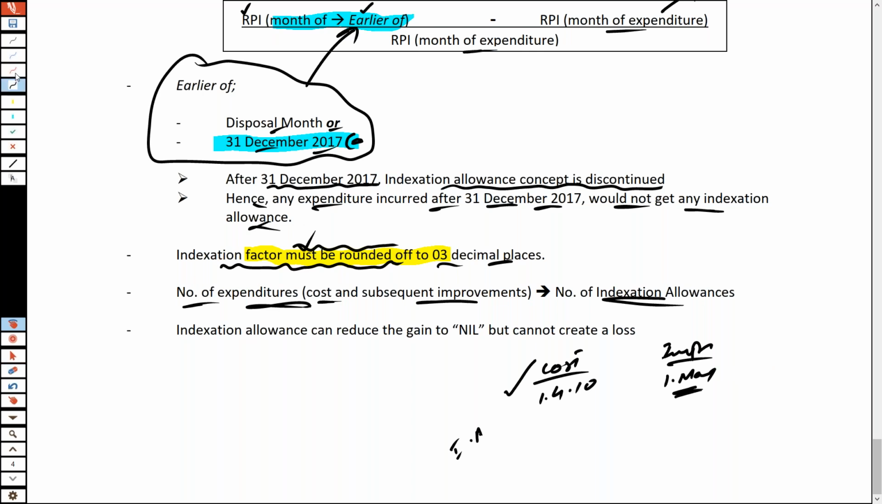If after acquiring this asset, after 2 to 3 years on 1st May 13, you incurred some improvement, you enhanced the asset, you constructed, you extended the factory area, it means you incurred the expense before 31st December 17, so indexation allowance would also be calculated for this improvement as well.